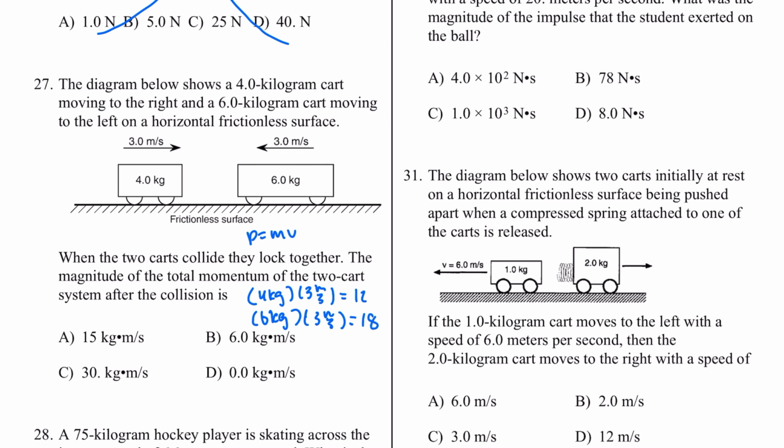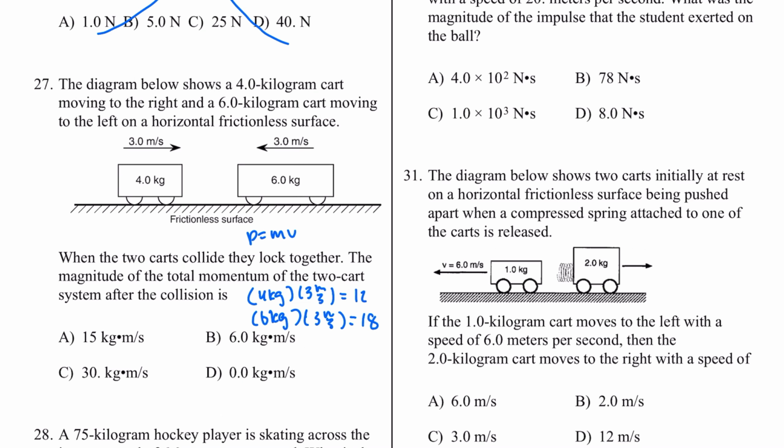18. Don't let this question trick you because the total momentum is not 30. The 4 kilogram cart is moving to the right while the 6 kilogram cart is moving to the left. So they're going in opposite directions. That means that we have to negate one of their momentums before we can add them up.